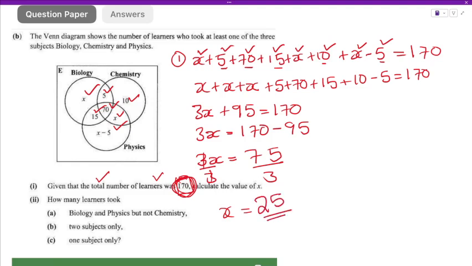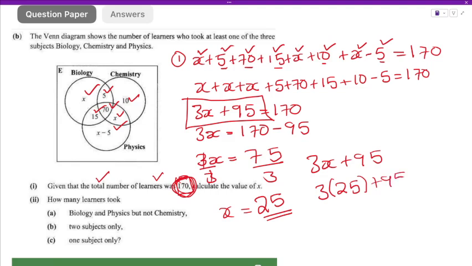Now let's prove. Is it correct or wrong? We capture the simplified expression, 3x plus 95. Let us solve and see if we're going to get 170. Where there's x, I'll put 25, and then plus 95. So 3 times 25 will give me 75, and then plus 95. 75 plus 95 gives me exactly 170. At this point, I don't even have to wait for the examiner. I'm not saying you should mark yourself in the exam. No, you can note that you've found the correct answer.